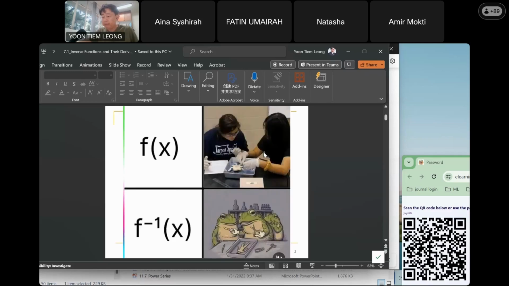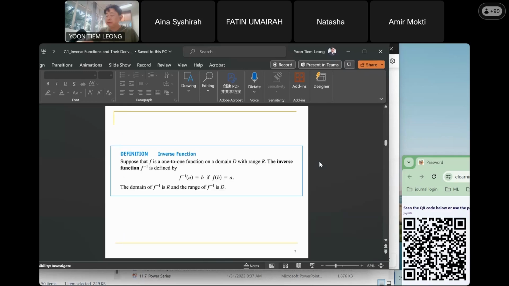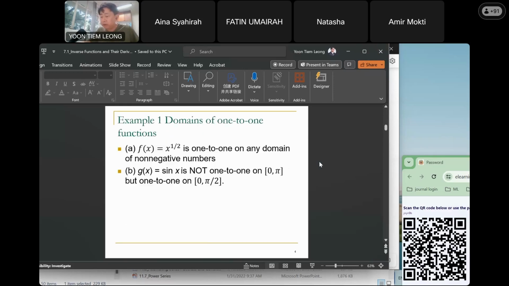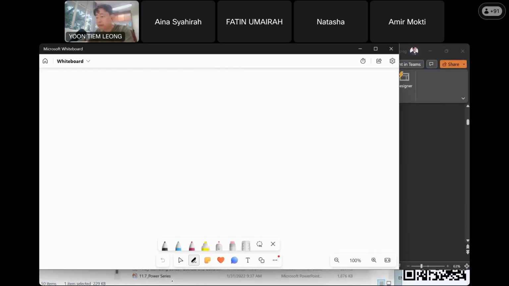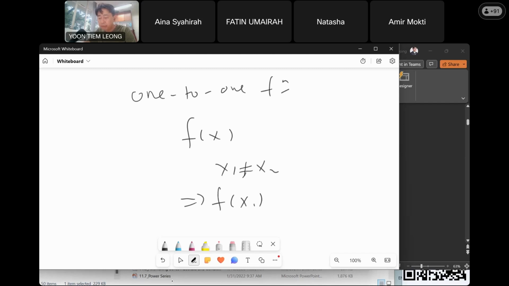Now, what is an inverse function? This is the inverse function definition. Before we talk about inverse functions, we first have to mention the definition of a one-to-one function. A one-to-one function is very simple. It is a function such that any x1 that is not equal to x2 will always imply that the function's value f(x1) is not equal to f(x2). Any function that fulfills this condition is called a one-to-one function.